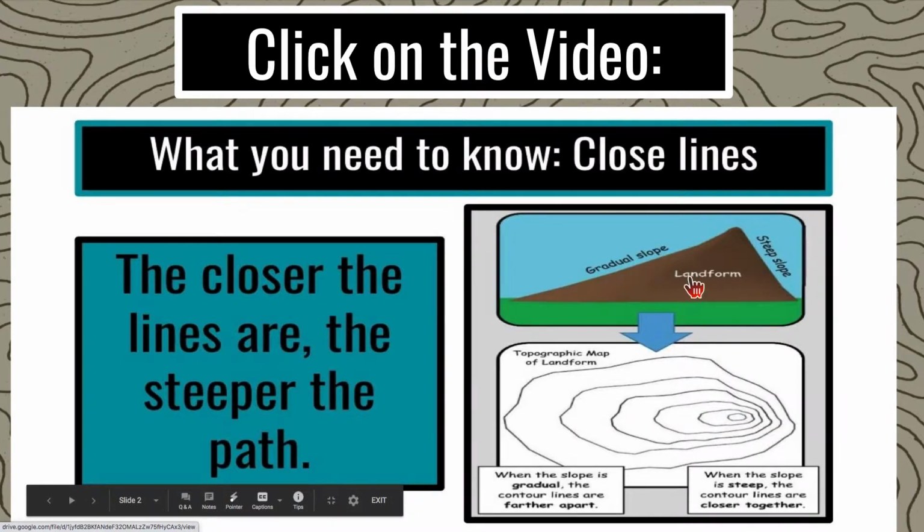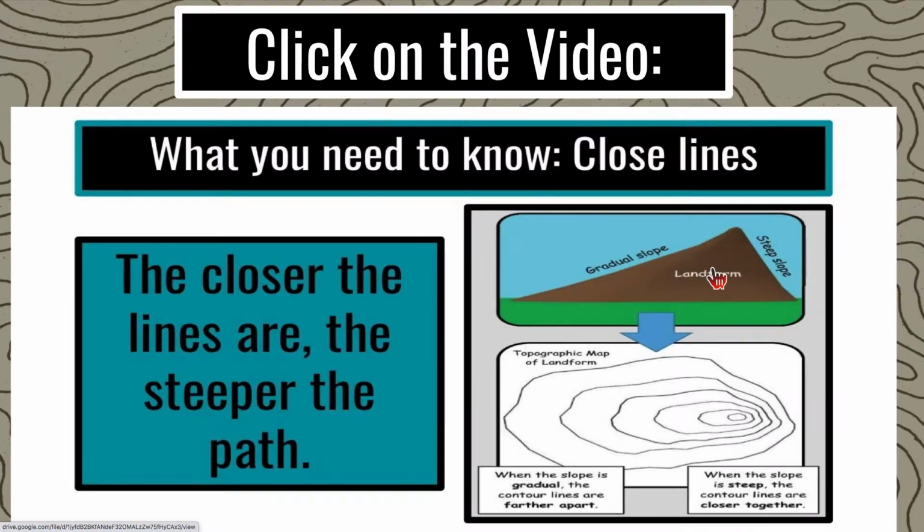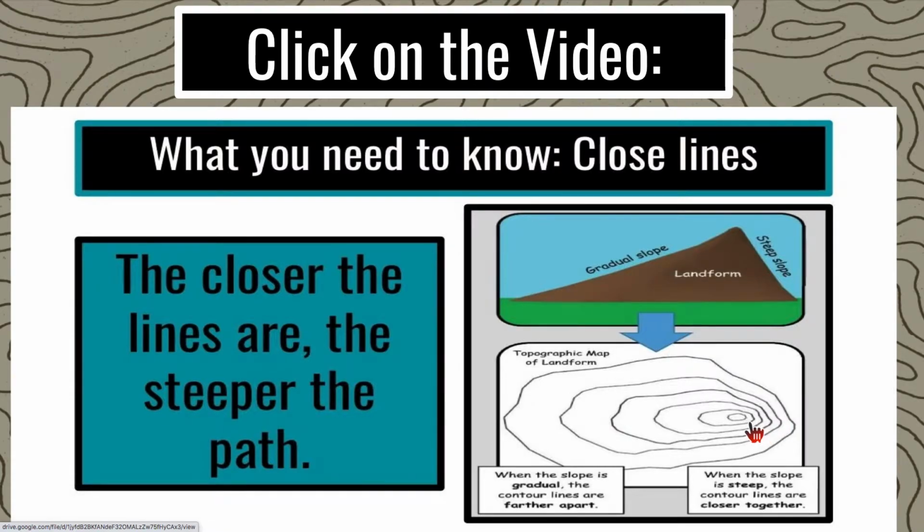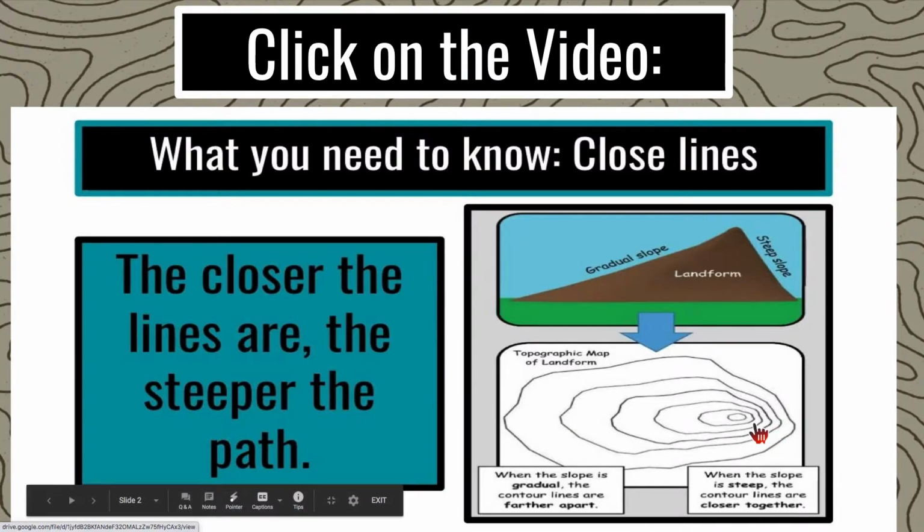And so you can see the landform above it is a side view representation of this topographic 2D view as you're looking down on it. And so you have wider contour lines and contour lines that are closer together. The wider ones would be a much more gradual slope, and the closer ones together are much more steep.